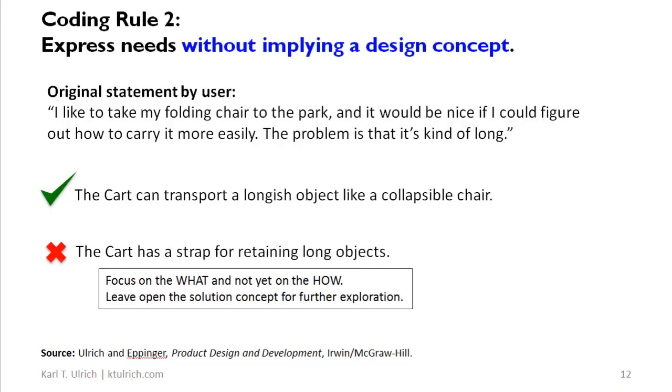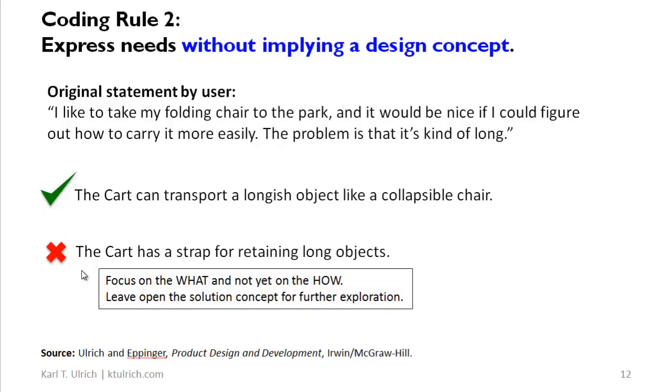Coding rule 2 is to express needs without implying a particular design concept. So let's take that same statement, which was, "I like to take my folding chair to the park, and it would be nice if I could figure out how to carry it more easily. The problem is that it's kind of long." Well, you could cleverly devise a solution for that and say the cart has a strap for retaining long objects. The problem with that is that you're now focused on the solution to the design problem, not the definition of the design problem.